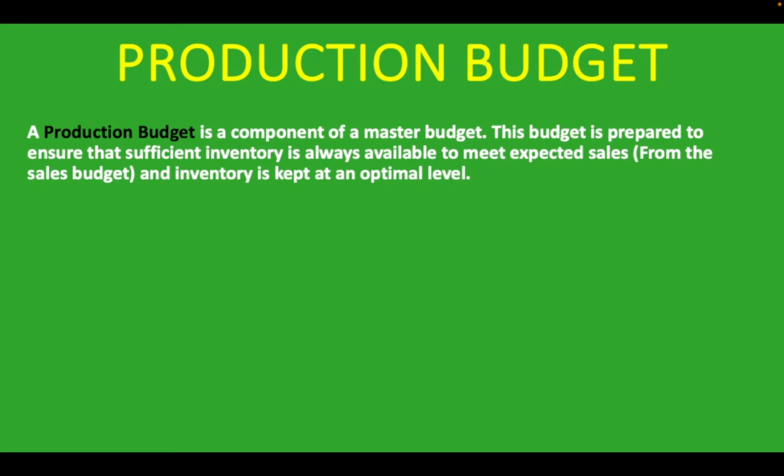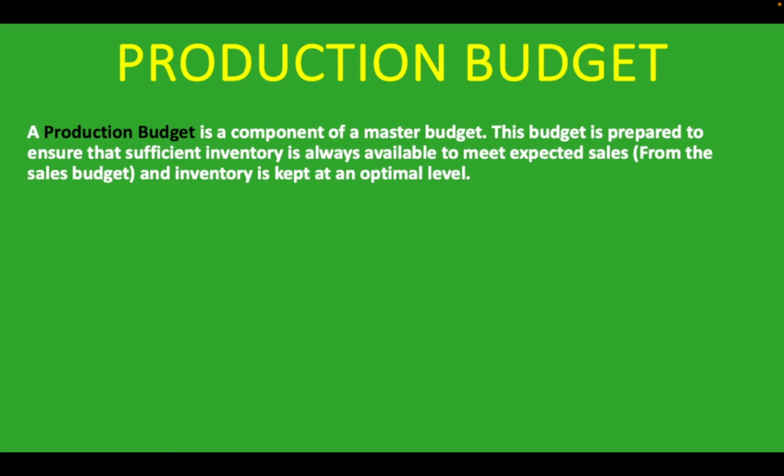Remember, the sales budget that I've just alluded to, that is where you will get your expected sales, and you'll need to incorporate the information from the sales budget when preparing your production budget. But this is not just to ensure that we meet our expected sales. It's also to ensure that inventory is kept at an optimal level, meaning that even though we're going to sell in this specific period, we want to make sure that we have closing inventory to start the following period. So we want to make sure that we keep inventory at a specific level.